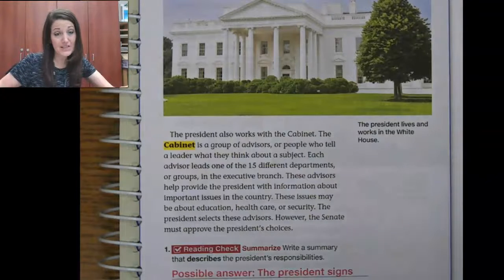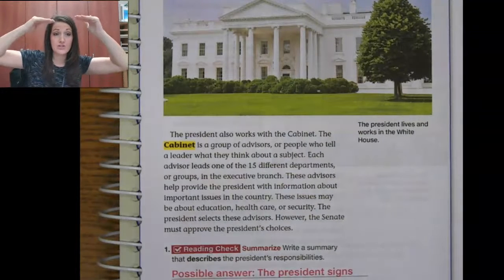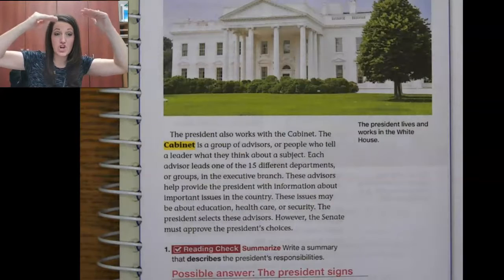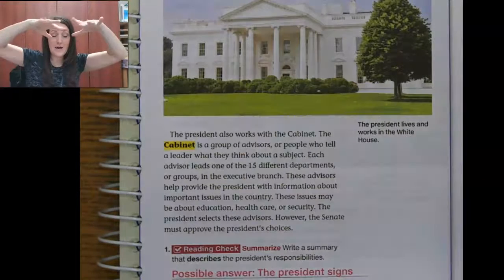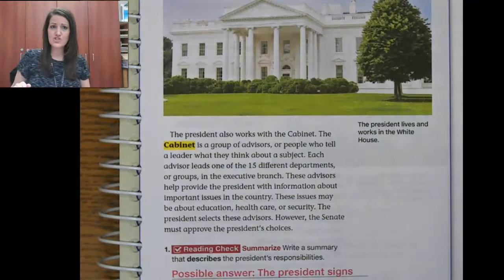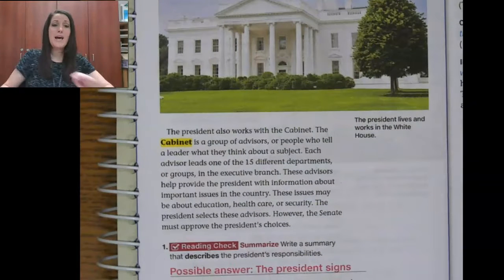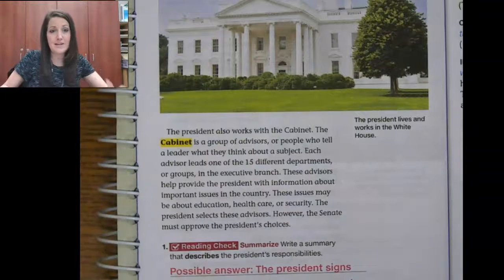We have a cabinet in Fort Wayne Community Schools. So we have our superintendent, Dr. Daniel, who's like the big guy in charge. But then he has a cabinet, a group of people that helps him make all these decisions. He doesn't just sit in his office and say, you know what, I think we're going virtual. Boom. And it happens because his cabinet helps him with that.